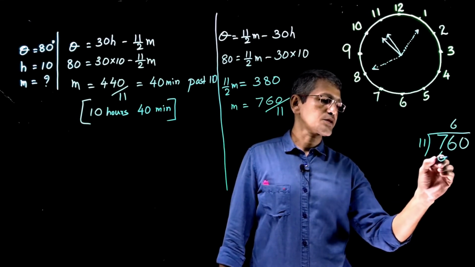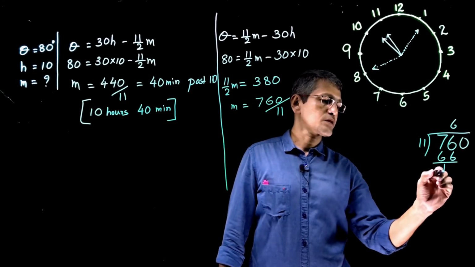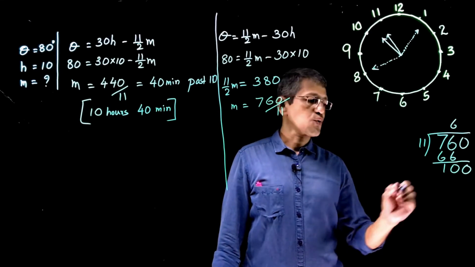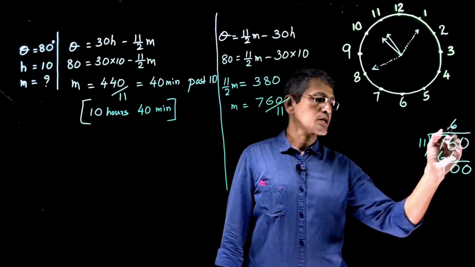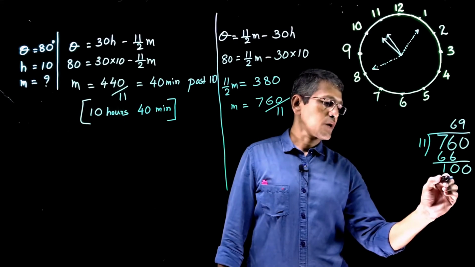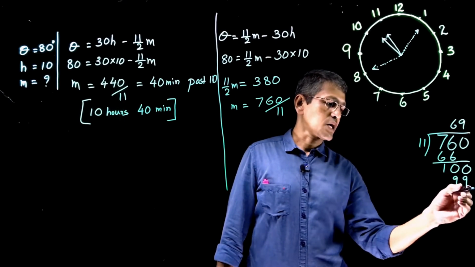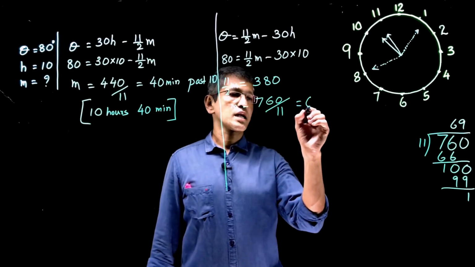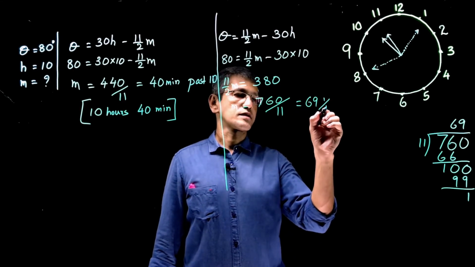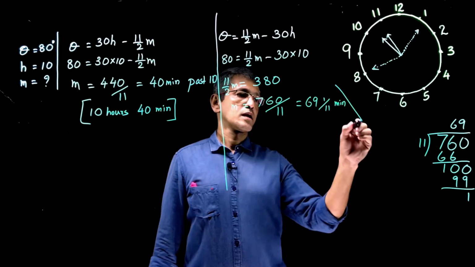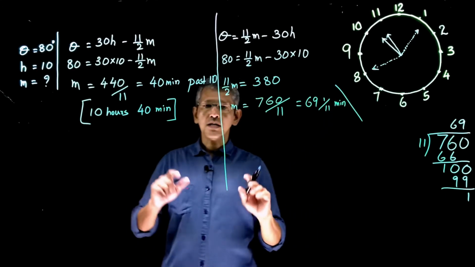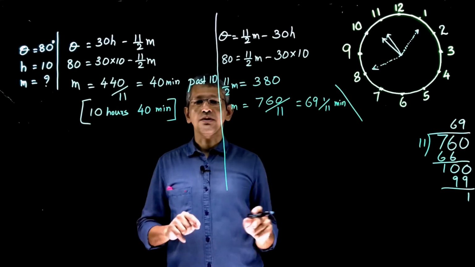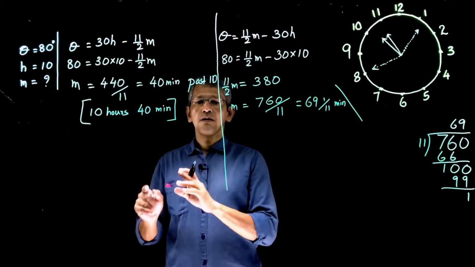11 6 times is 66. What is the difference? The remainder is 10. So this is 100, right? So 100, 11, how many times? 9 times, 99. 11 into 9 is 99. The remainder is 1. So what you get is 69 and 1 by 11 minutes past 10. Now you think about it. 69 and 1 by 11 from 10.